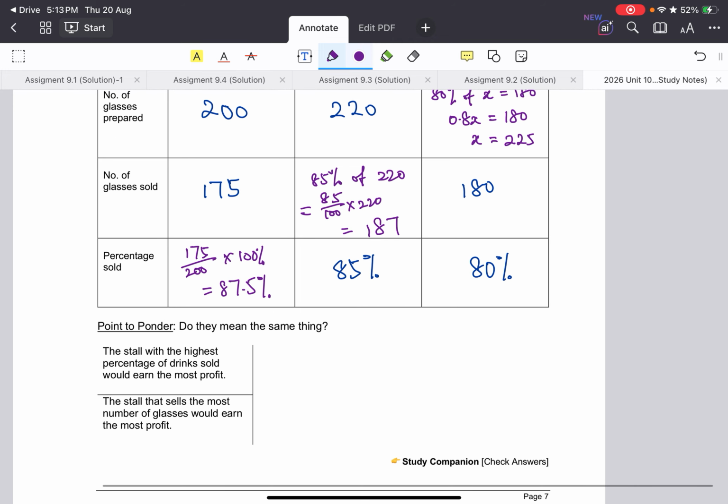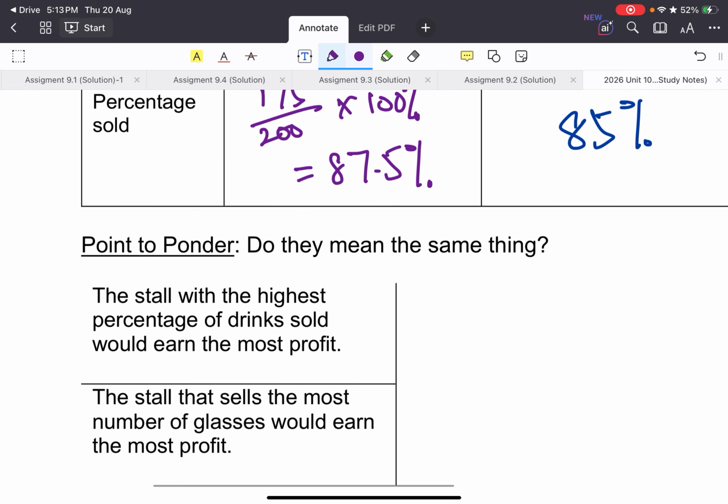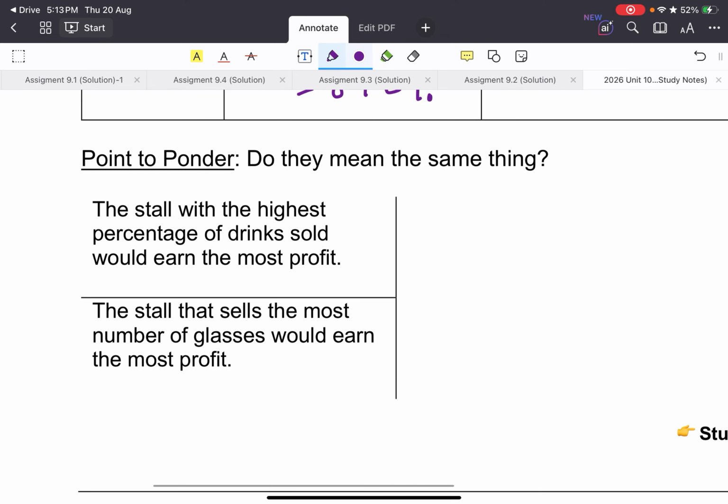The highest percentage is different from whatever the question asks. The store with the highest percentage will not necessarily earn the most profit. It really depends on how much you charge for the drink and the cost price, so there are lots of other factors. All the data tells us is the proportion of the drinks sold and how many cups there are. It doesn't tell us more information than that. We need more information to answer this type of question.